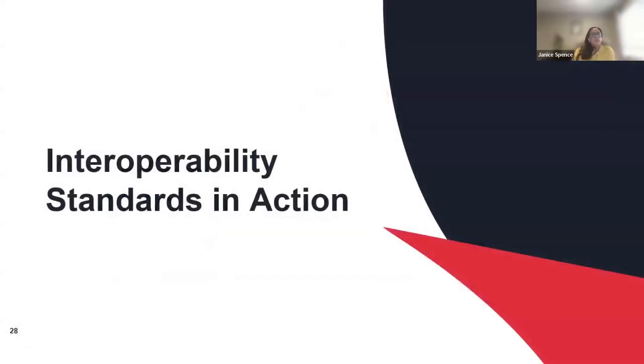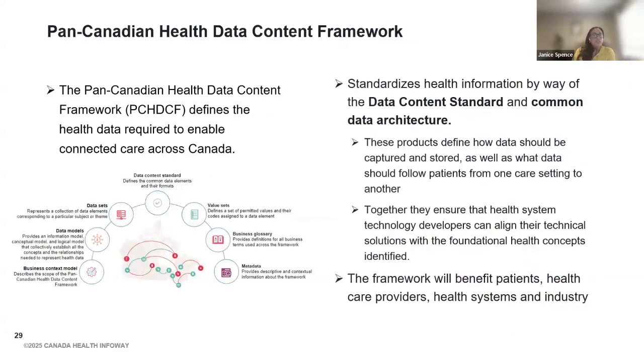So the next section, we're going to go into a view of standards in action, and then just highlighting some of the key initiatives leveraging terminology standards with an insight into how these standards are applied in the field. So I'll just mention the Pan-Canadian Health Data Content Framework in the context of how we support our CIHI colleagues, because I know they would have covered this with you. So we support with the development and maintenance of the standards that underpin the data content framework.